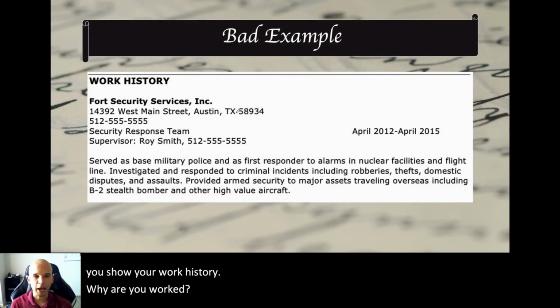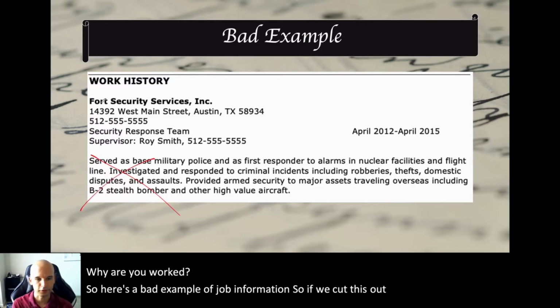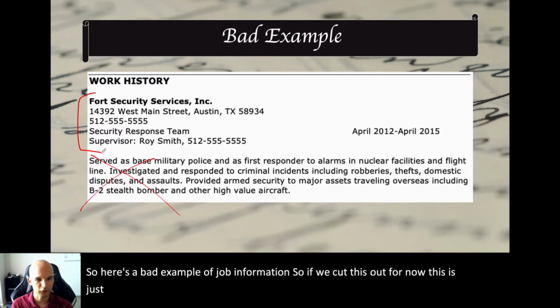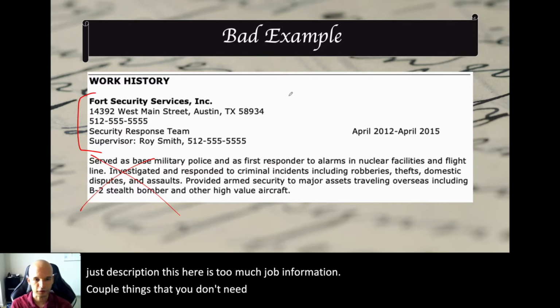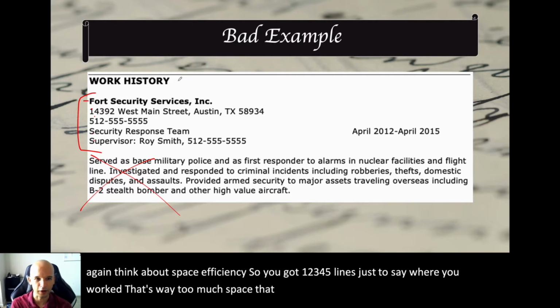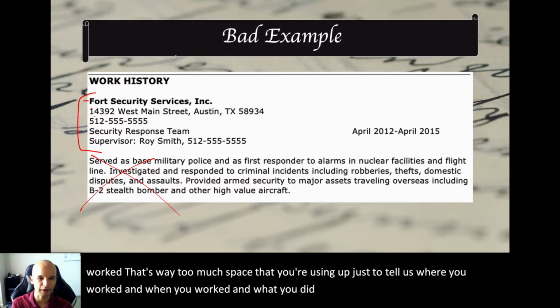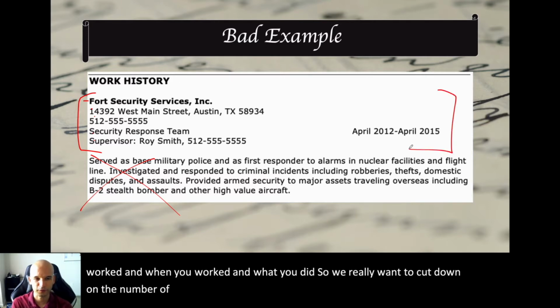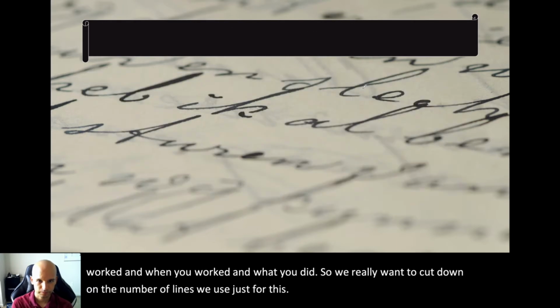So here's a bad example of job information. If we cut this out for now, this is just description. This here is too much job information. A couple things that you don't need here that you can just cut. And then also, once again, think about space efficiency. You've got 1, 2, 3, 4, 5 lines just to say where you worked. That's way too much space that you're using up just to tell us where you worked and when you worked and what you did. So we really want to cut down on the number of lines we use just for this. So how do we do that?